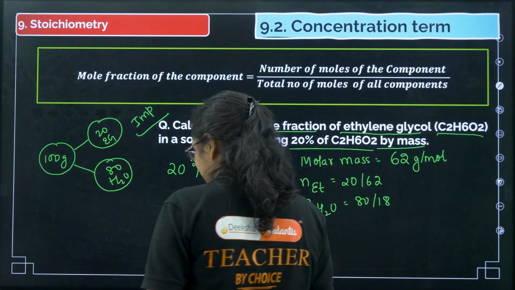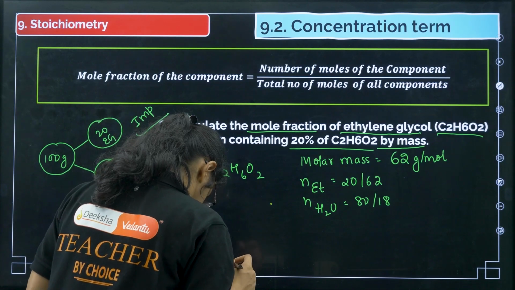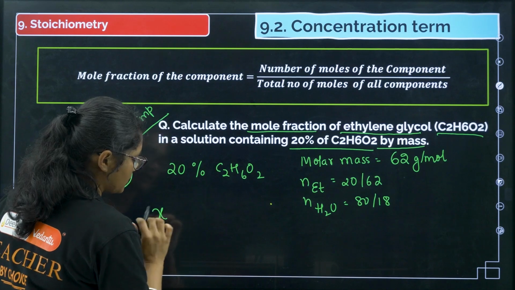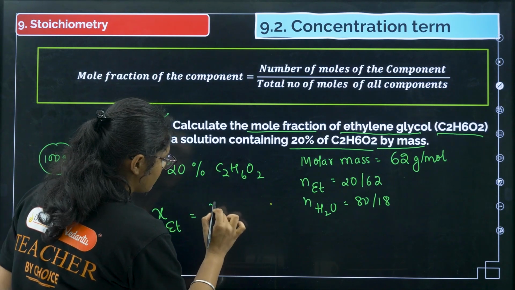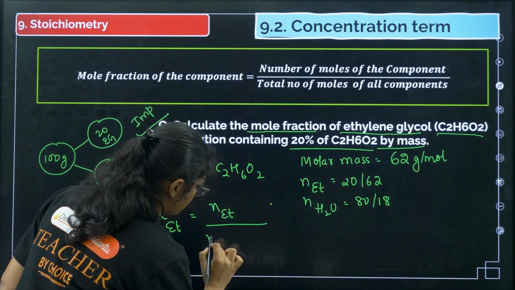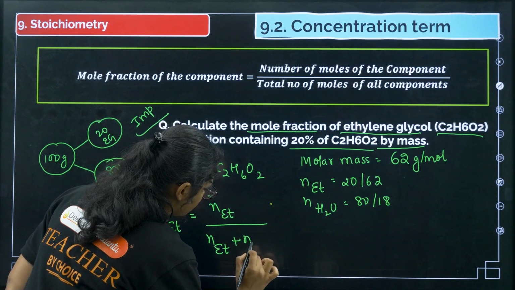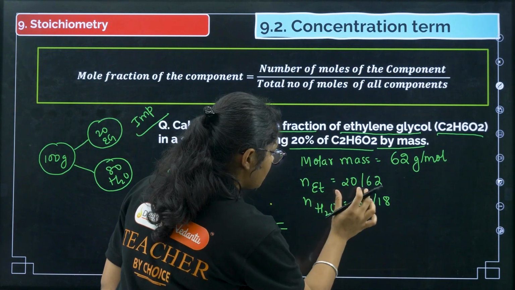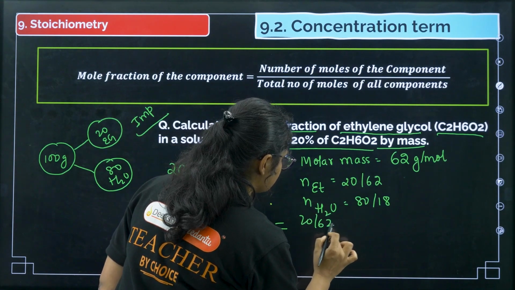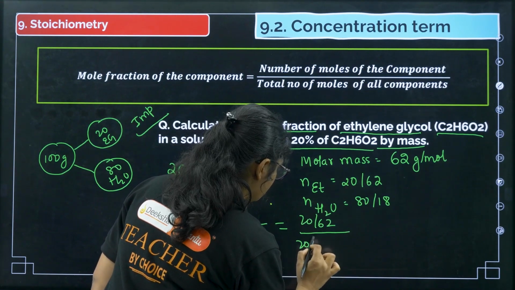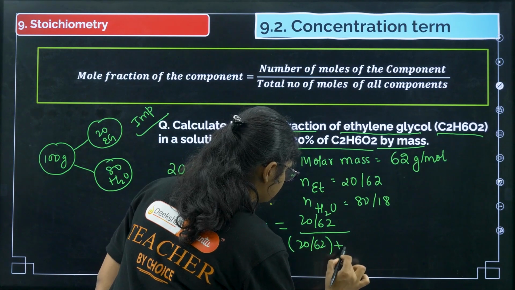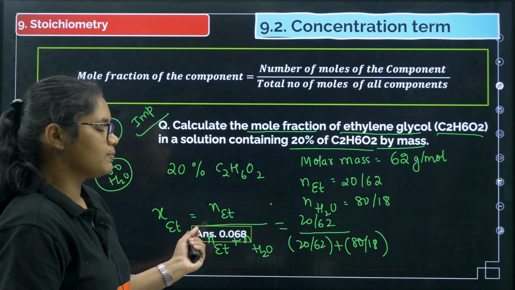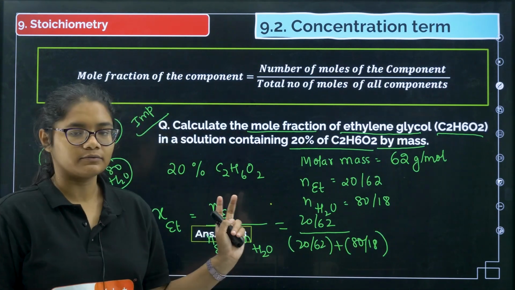Now if I want to calculate the mole fraction of ethylene glycol, the symbol is X, of ethylene glycol, will be number of moles of ethylene glycol divided by number of moles of ethylene glycol plus number of moles of water. That will be equal to 20 by 62 divided by 20 by 62 plus 80 by 18. If you solve this, you will be getting around 0.068. You can do the calculation and check.